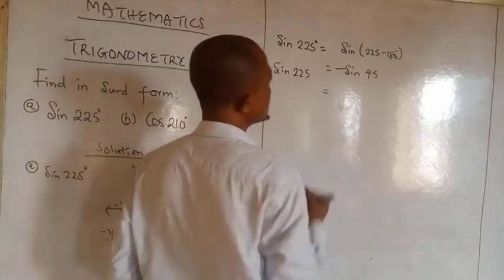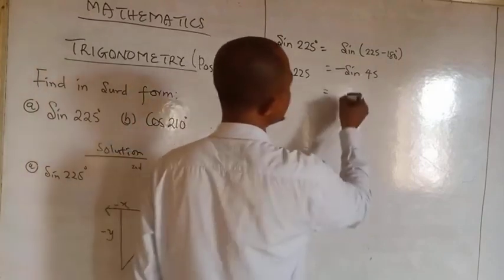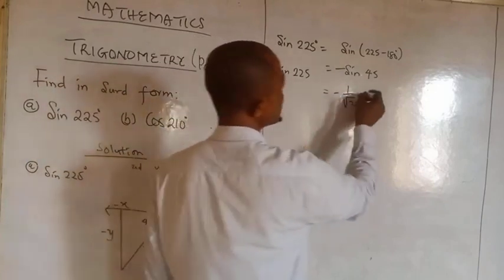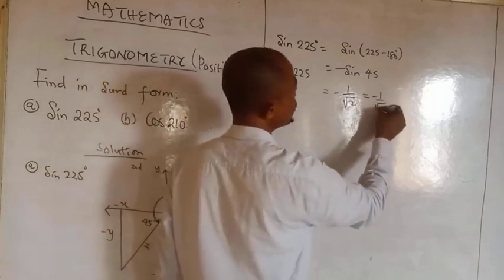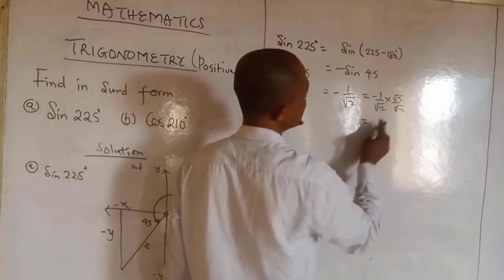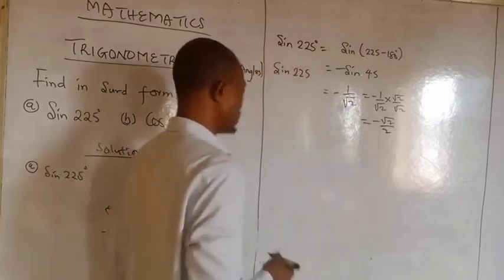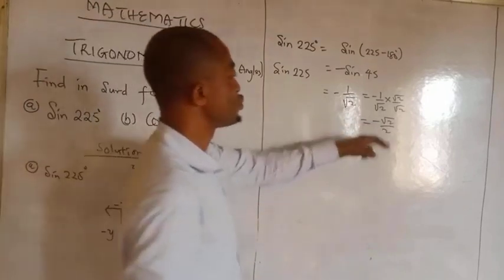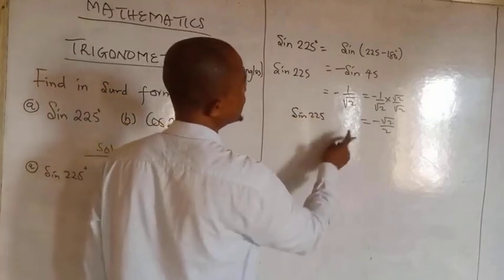Sine 45 in our special angles is the same thing as 1 over root 2. That is negative 1 over root 2, which is also the same thing as, by the time we rationalize, minus 1 over root 2 times root 2 over root 2, which will be negative root 2 over 2. So sine 225 is the same thing as negative root 2 over 2.